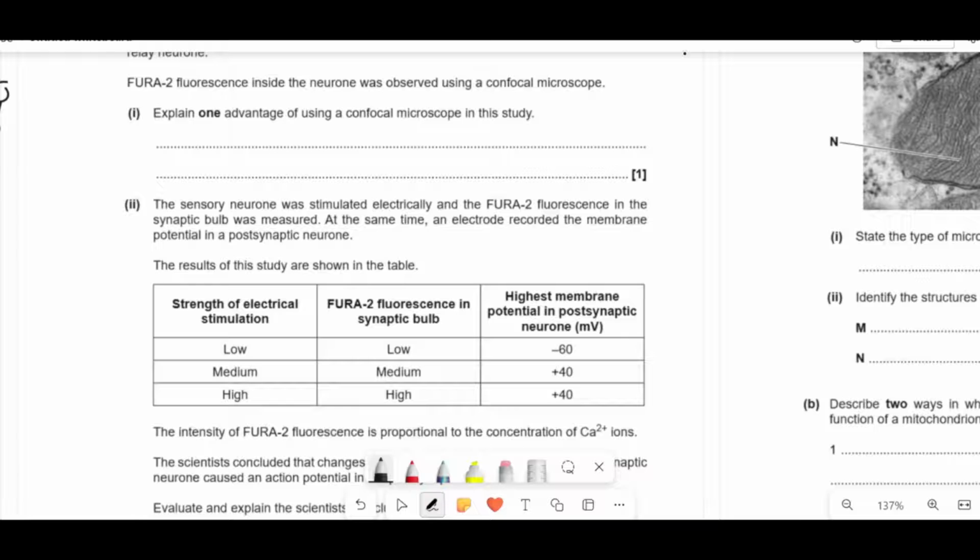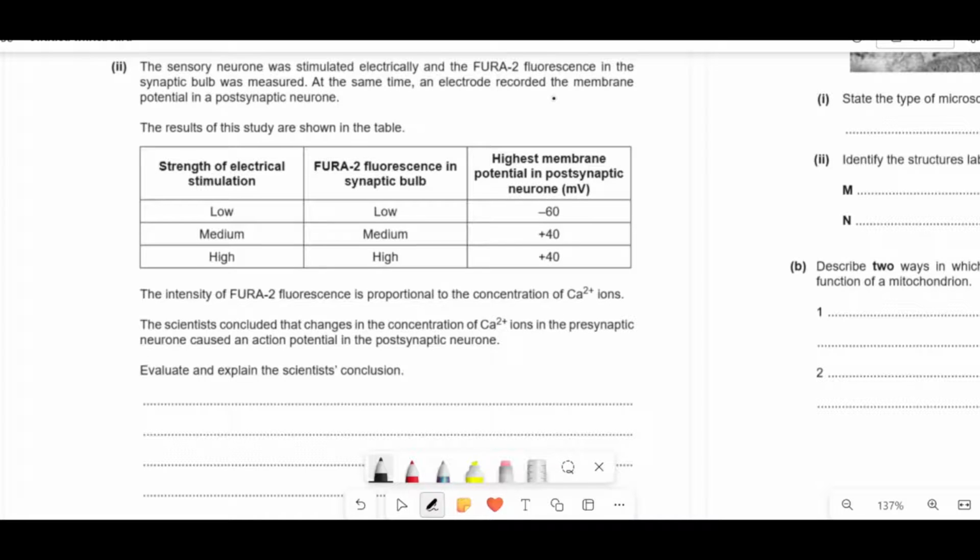One of the advantages of a confocal microscope, however, is that it's quite good at looking at things in thick specimens, so it can be used in thick specimens. The sensory neuron was stimulated electrically, and the FURA2 fluorescence in the synaptic bulb was measured.